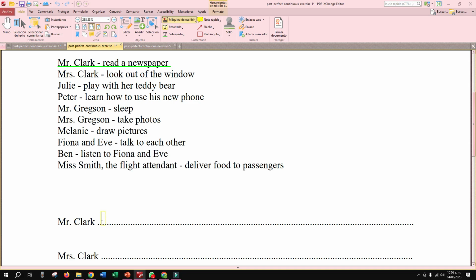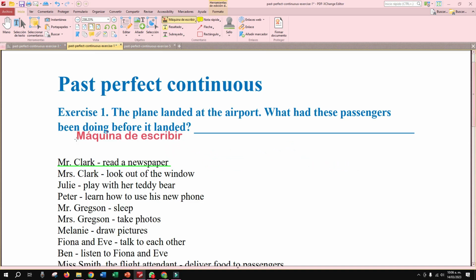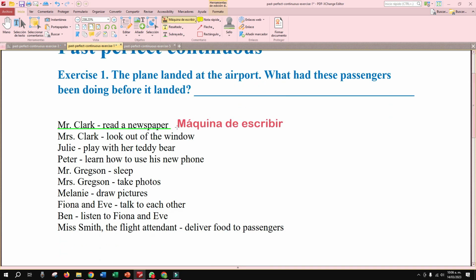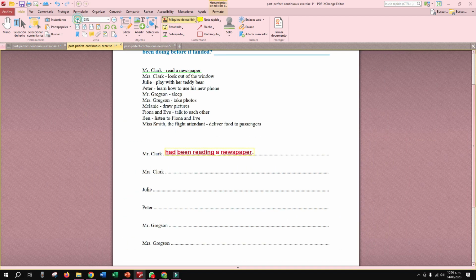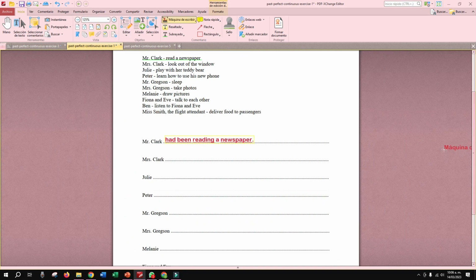So Mr. Clark had been what? Reading a newspaper. Yes? So Mr. Clark had been reading a newspaper what? Before it landed. What? The plane, right? So you're going to write down sentences using the past perfect continuous.